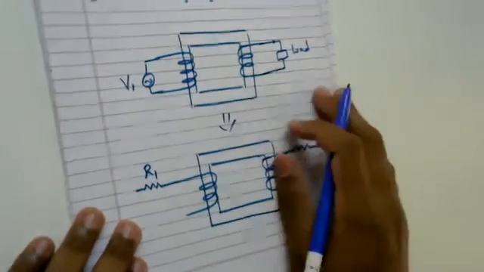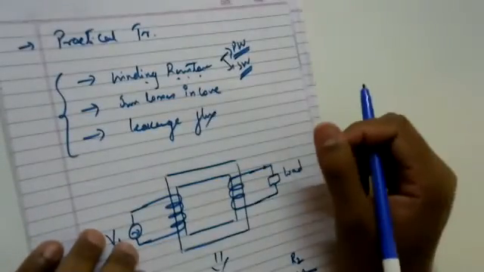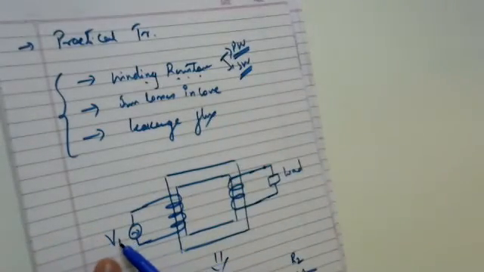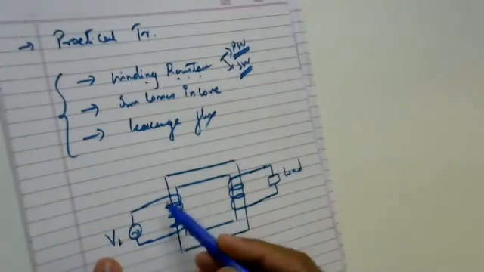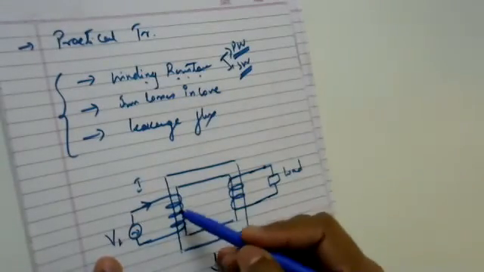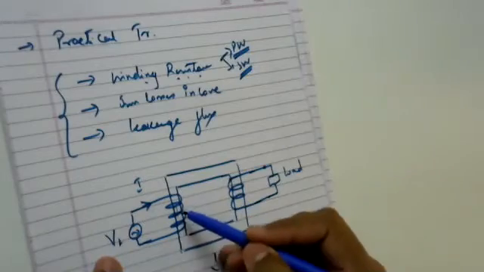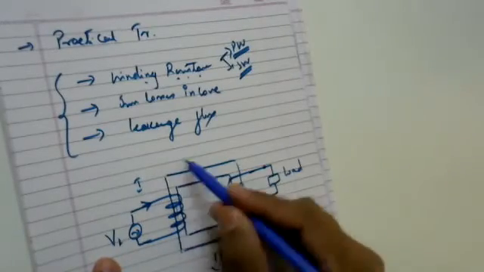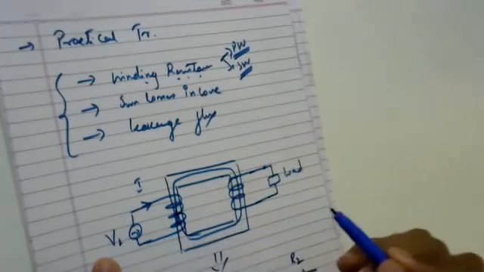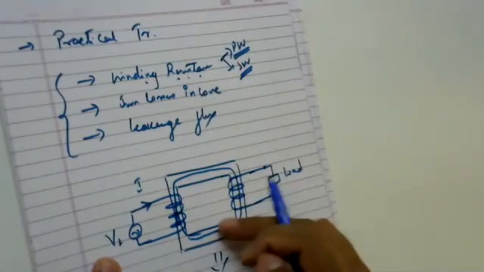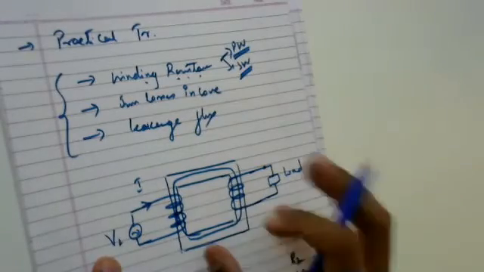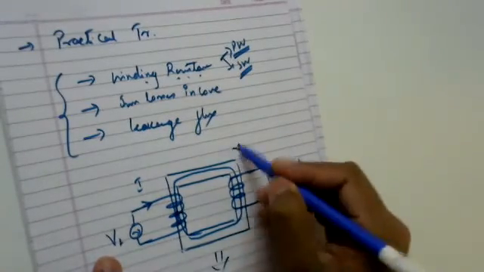Then, during the discussion of the ideal transformer, we said that whenever a voltage is applied across the primary winding, some current I flows, and whatever flux is produced by the primary, the entire flux links from primary to secondary. This is what we assume. Am I right? So here we neglected the concept of leakage flux. But in reality, this will not happen.